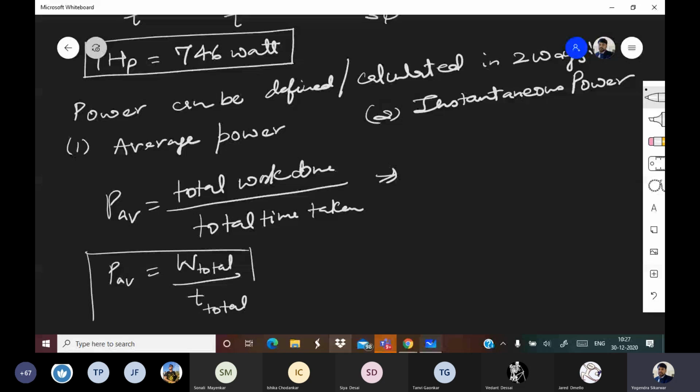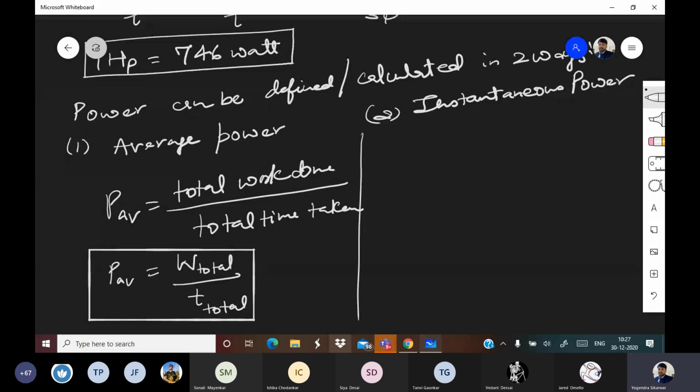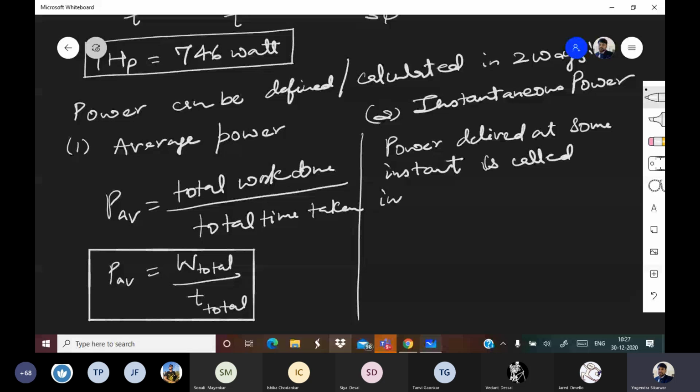Let us talk about instantaneous power now. Power delivered at some instant is called instantaneous power. P inst is equal to dW by dt.